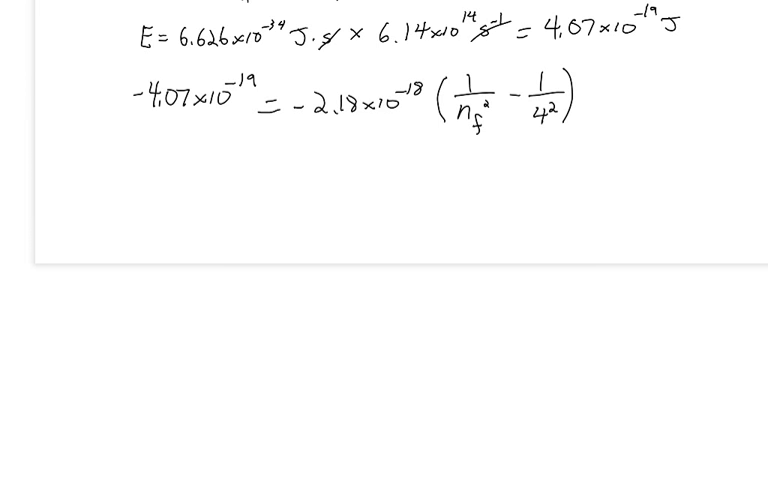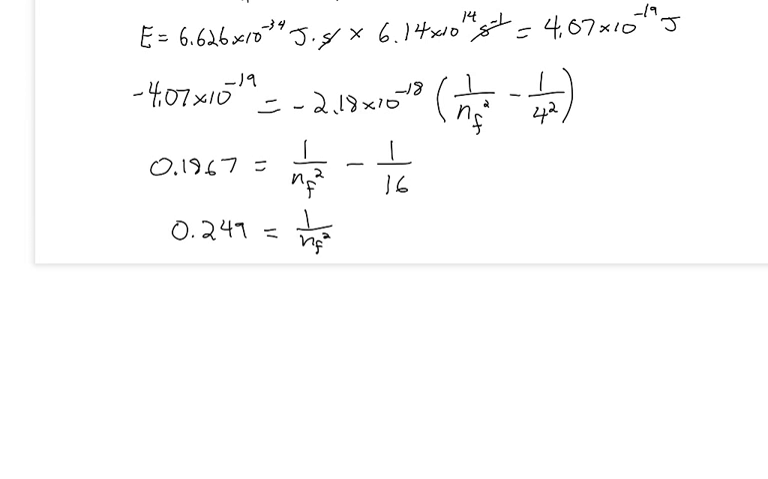Okay, so the first thing I'm going to do is divide both sides. Remember what I'm trying to do is solve for nf. And so I need to isolate it. So I'm going to get rid of this by dividing both sides by negative 2.18 times 10 to the minus 18. When I do that, I get 0.1867. And then I have 1 over nf squared minus 1 over 4 squared, which is 16. So I'll go ahead and put that in. The next thing I need to do is add 1/16 to both sides. And when I do that, I get 0.249 is 1 over nf squared.